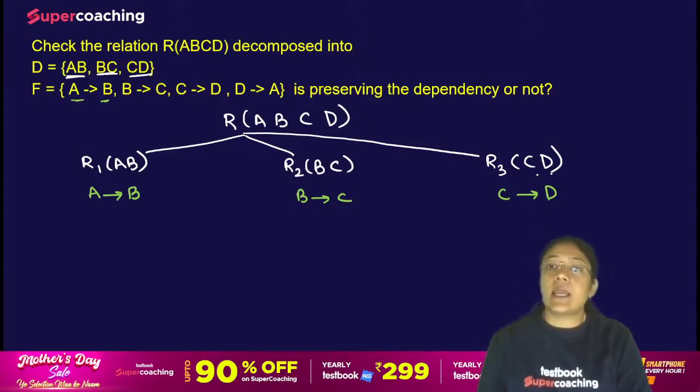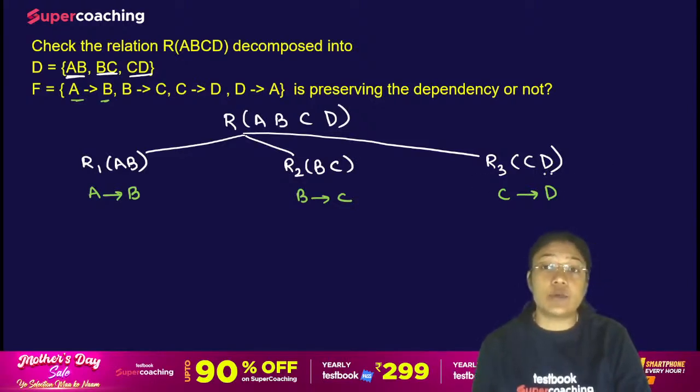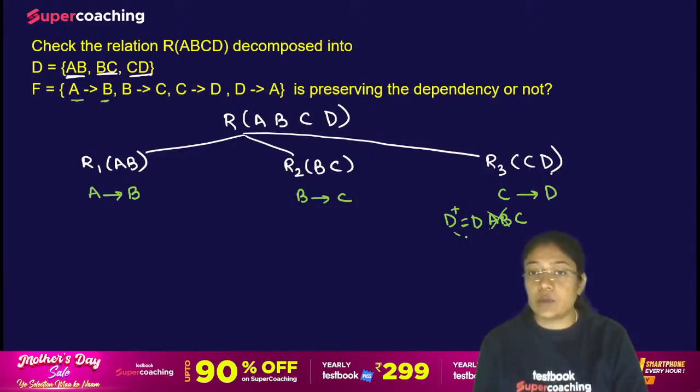So D is an attribute not directly mapped here, but D is an attribute present in R3. So let me find out D closure. What is D closure? D is determining D, A is determining B, and B is determining C. Here the attributes A and B are missing. So from this we are getting one dependency, that is D determines C.